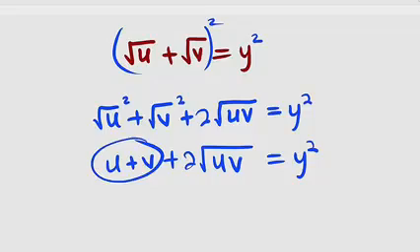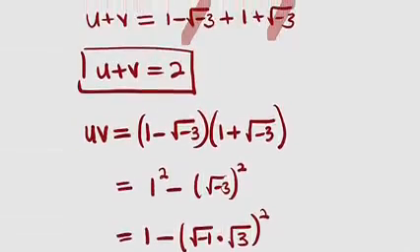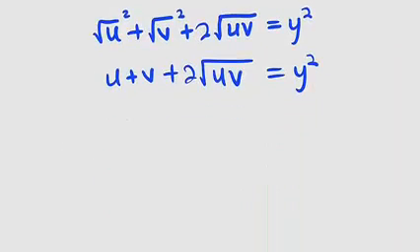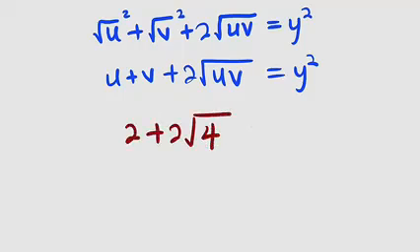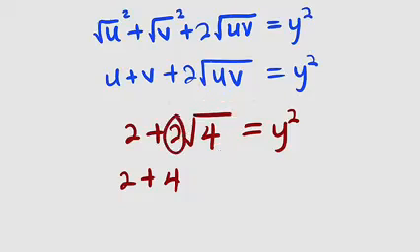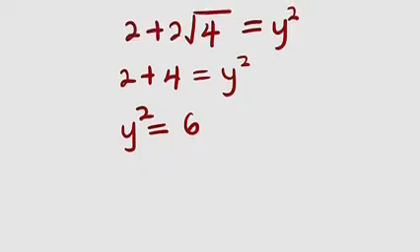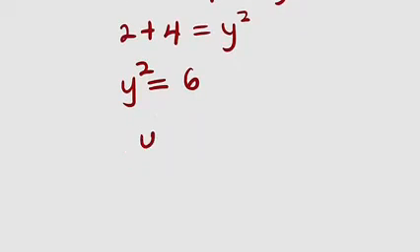But what is u plus v? Remember, we obtained that to be equal to 2, right? You can see that here. It is equal to 2, and the product is equal to 4. So let's substitute. This is equal to 2 plus 2 multiplied by the square root of uv, which is equal to 4. This is equal to y squared. 2 plus 2 multiplied by the square root of 4 is what? The square root of 4 is 2, and 2 multiplied by 2 is equal to 4. So 2 plus 4 is equal to y squared. Therefore, y squared is equal to 6. And to find y, we take the square root of both sides. y is now equal to plus or minus the square root of 6.